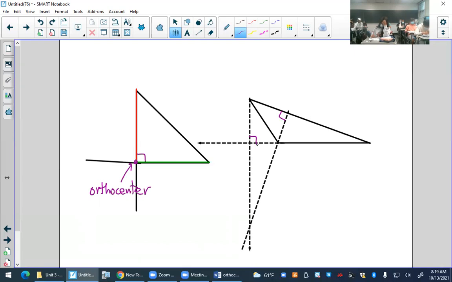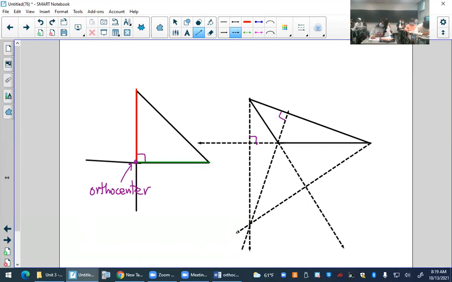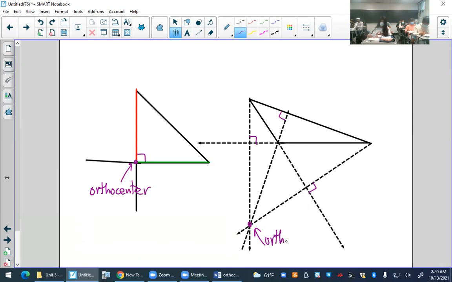If you wanted the altitude to this side, and I extended this, and then I brought this down to be perpendicular. You see how it's meeting over here? So that's a right angle over here. I'm just drawing them without doing the constructions. You would have to do the constructions for everyone. Do you understand? You'd have to do the actual constructions. But look what would happen. I just want you to see that here is the orthocenter on the obtuse triangle.